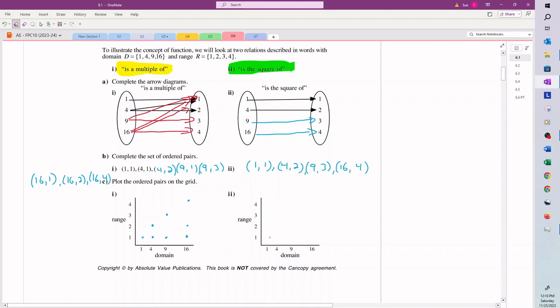Over here, 1 is the square of 1, 4 is the square of 2, 9 is the square of 3, and 16 is the square of 4. So each input has one output, and that is the distinctive feature of a function.